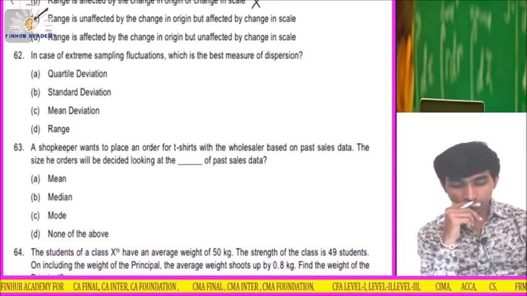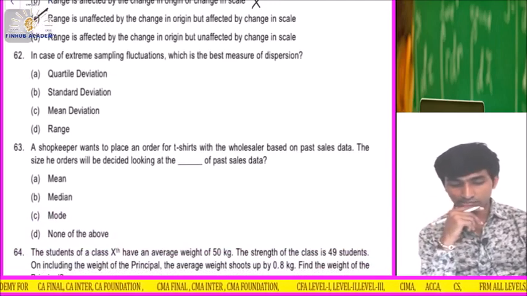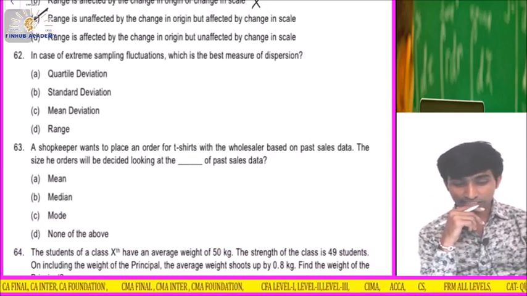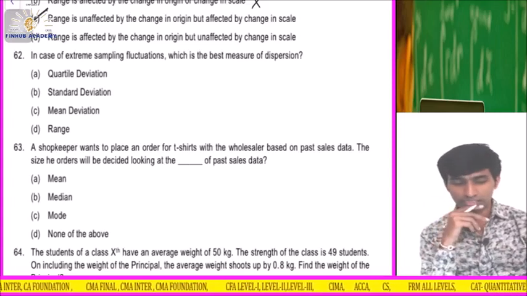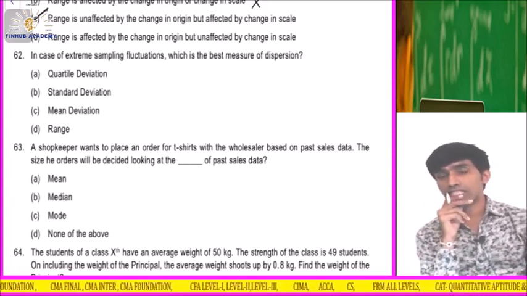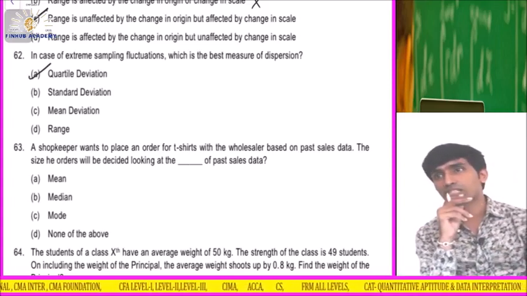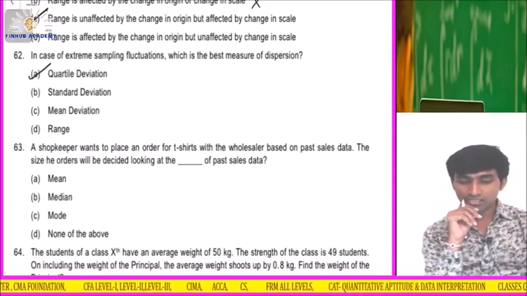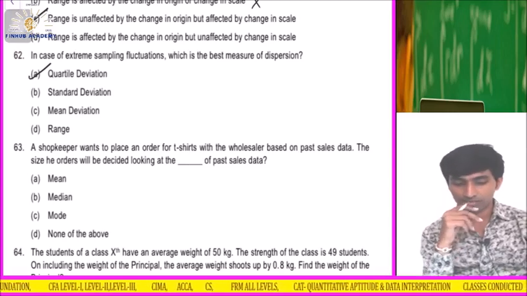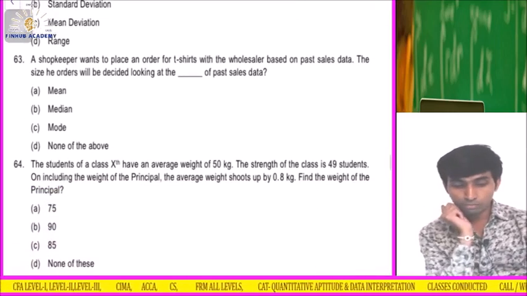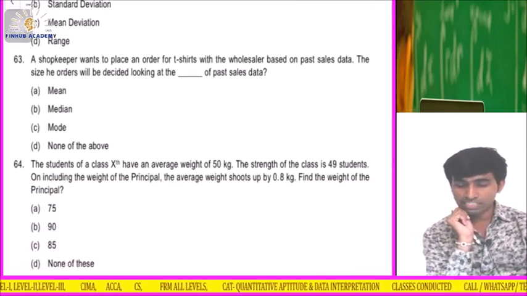In case of extreme sampling fluctuation, which is the best measure of dispersion? When there is more fluctuation, which is the best measure of dispersion? That is quartile deviation. Okay. A shopkeeper wants to place an order for t-shirts with a wholesaler based on the past sales.